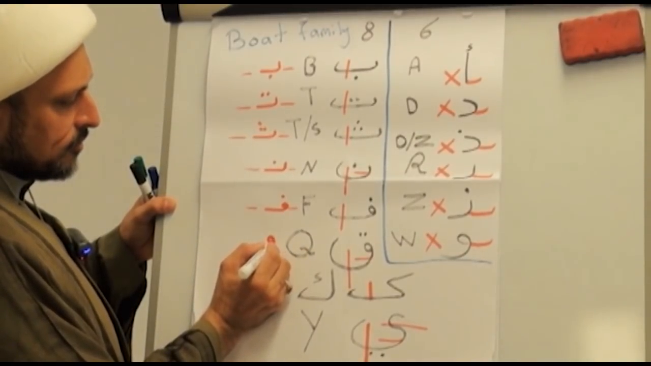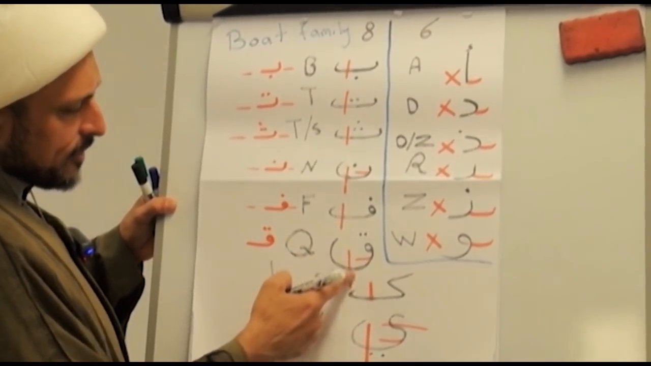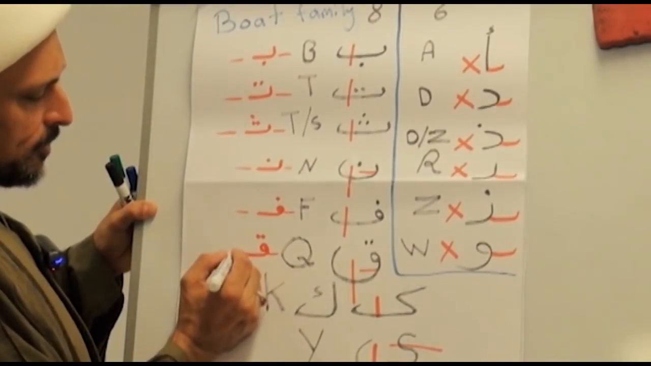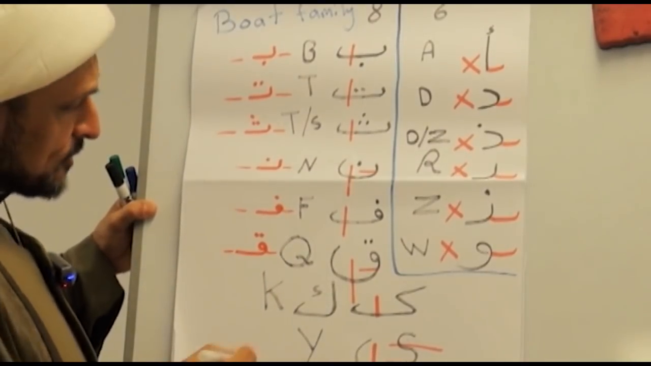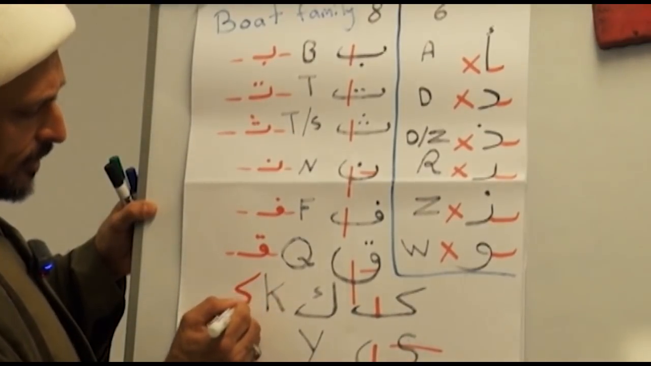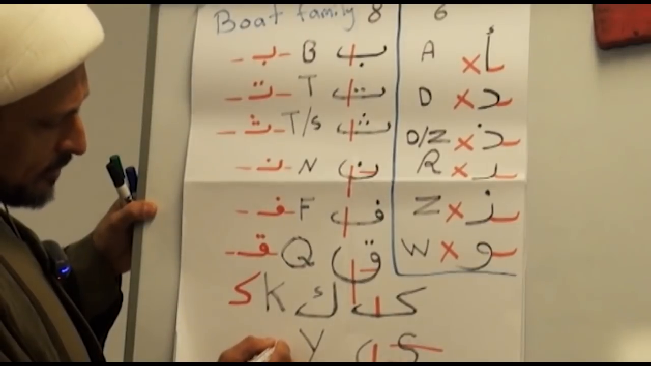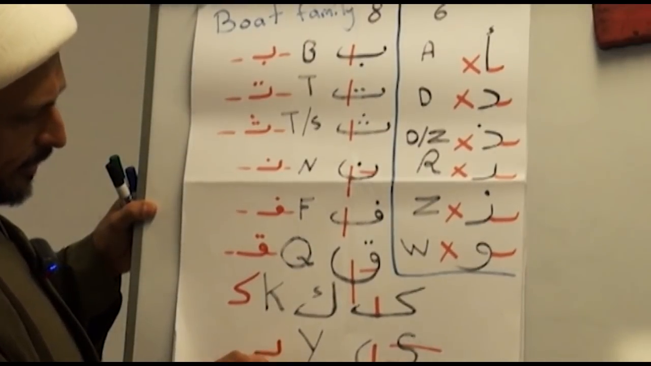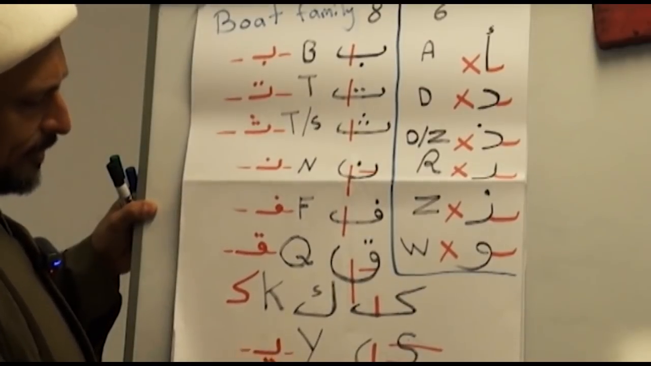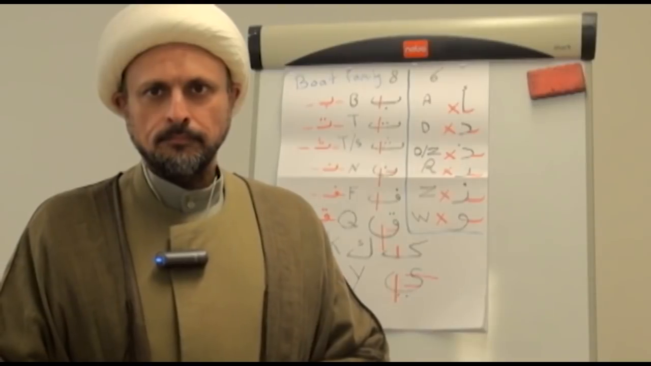Qaf, they will cut the tail and we'll stretch it, so we can connect it from the left hand side and the right hand side. And then kaf, we'll cut the tail, and ya, we said we'll cut the head and we'll cut the tail, and you can connect it from the left and the right hand side.